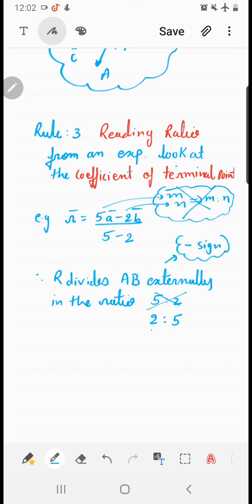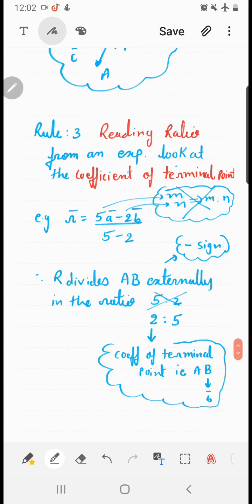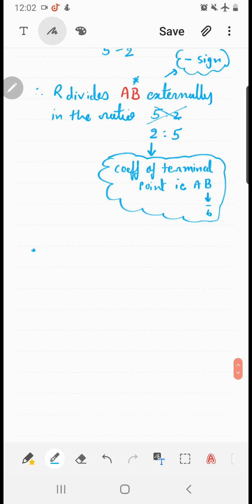So what I'm doing here is your ratio writing will start with the coefficient of the terminal point, and here you can clearly see that the terminal point of AB is B bar. So in the expression we see the coefficient of B bar and write the ratio. While writing the ratio, please always consider that the first number is not necessarily m. It actually depends upon which segment you are talking about, and you should focus on the terminal point of the segment while writing the ratio.